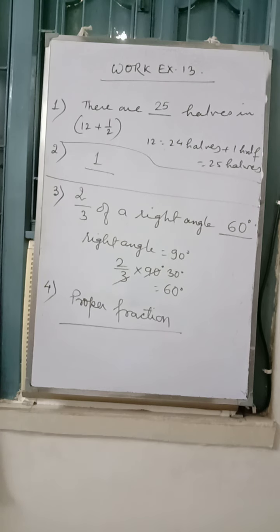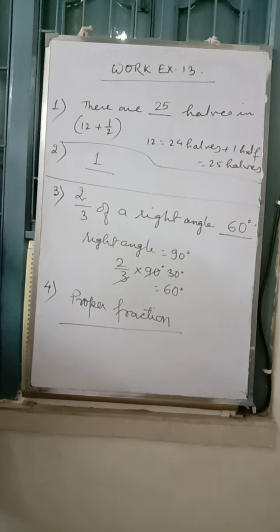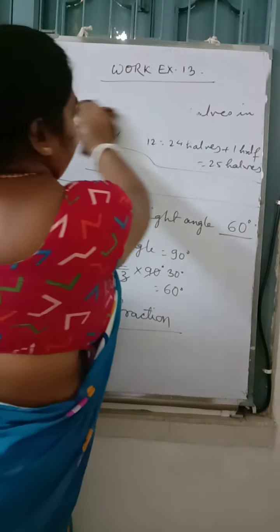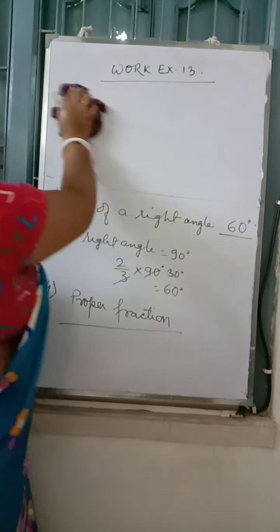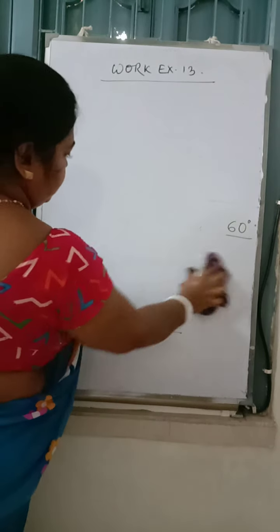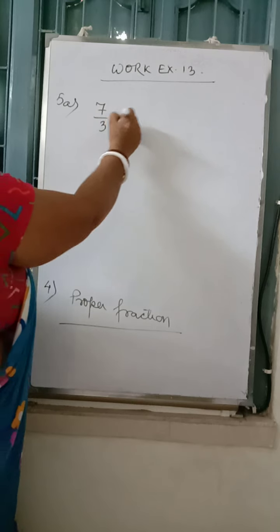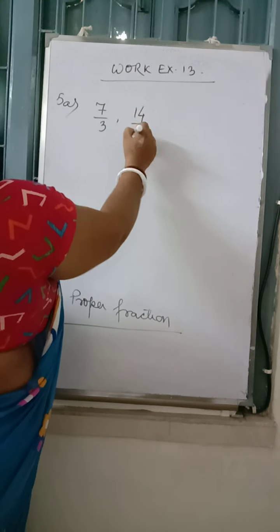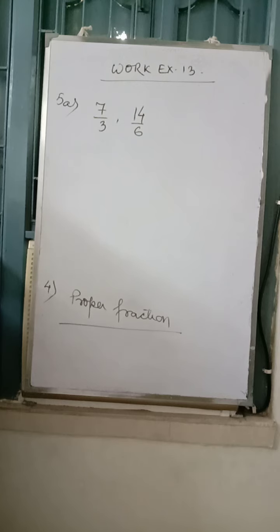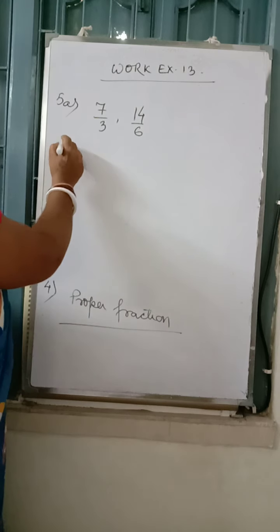Now, question number 5, you can see you have been given a group of fractions and they have asked you certain questions related to those fractions. Now, the first question says, which fractions have a value more than 1? So, which fractions are more than 1? The improper fractions. So the answer would be 5A: 7 by 3 is an improper fraction and 14 by 6 is an improper fraction. So they have a value more than 1.